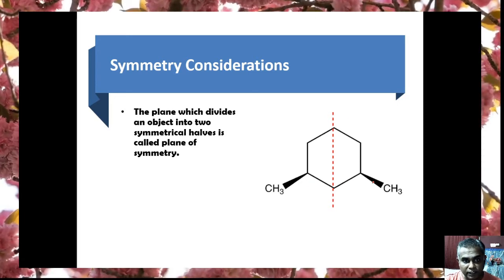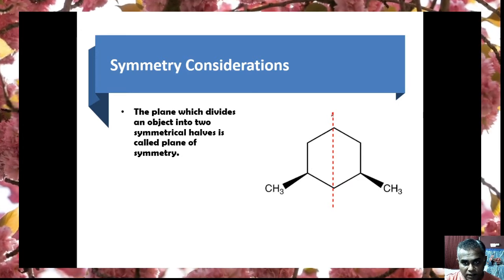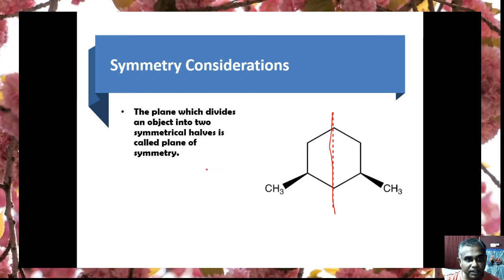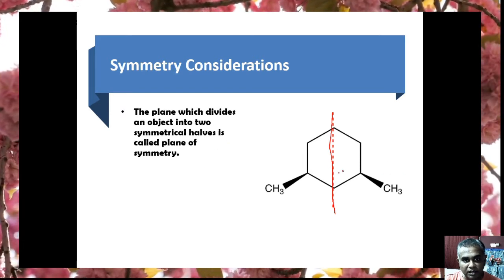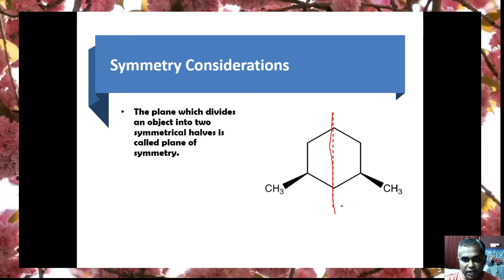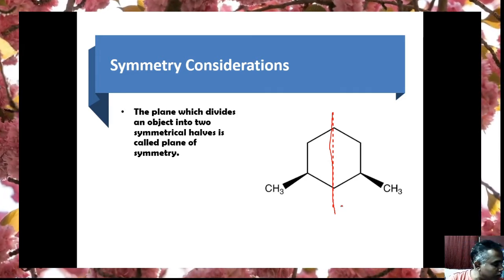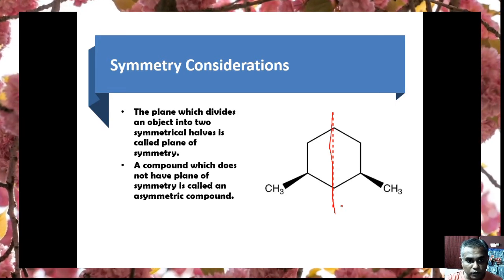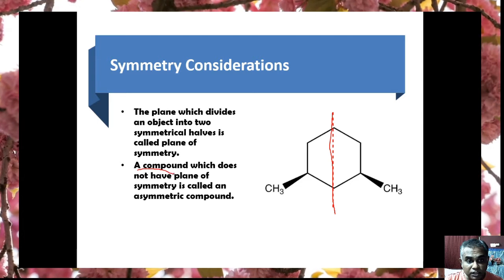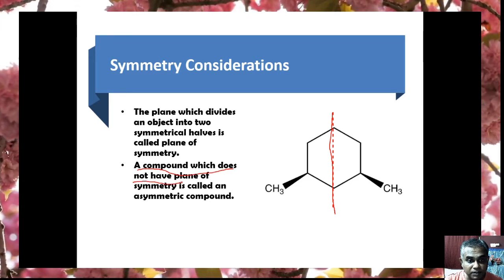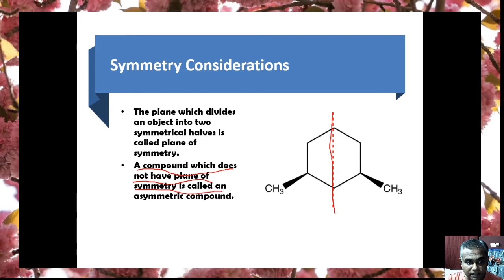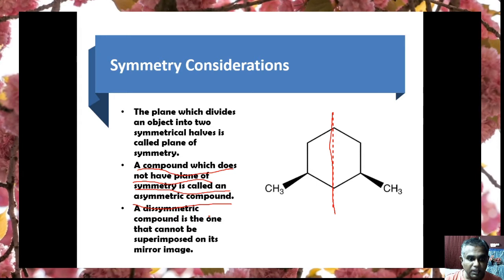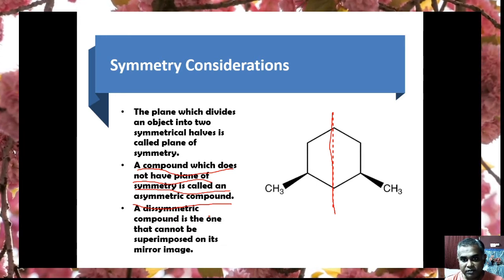Let us take 1,3 dimethyl cyclohexane. You can see a plane passes exactly across the center of the molecule, and the plane divides an object into two symmetrical halves, and this is what we call a plane of symmetry. And this particular molecule is not said to be a chiral molecule. A compound which does not have a plane of symmetry is called an asymmetric compound. So a molecule should not have any plane of symmetry, and then it is called an asymmetric compound.